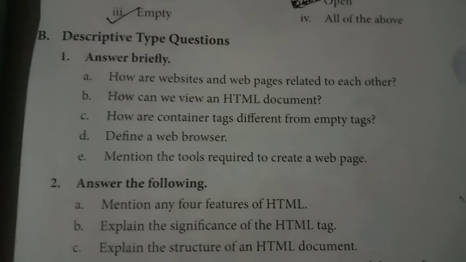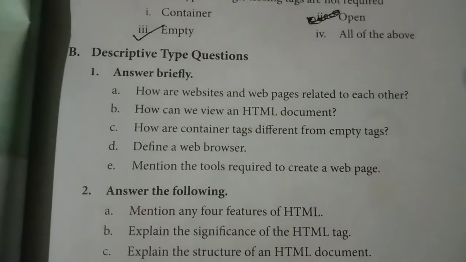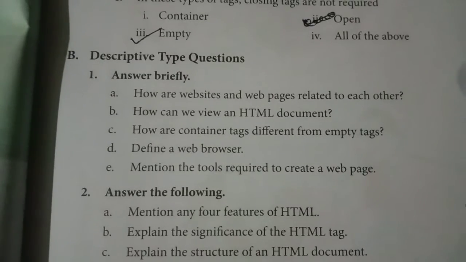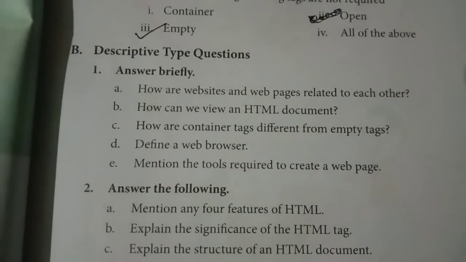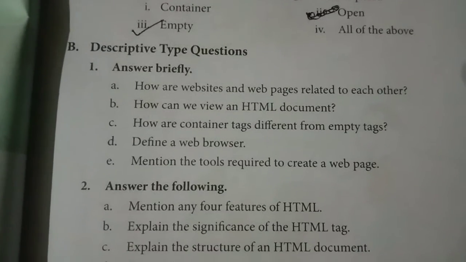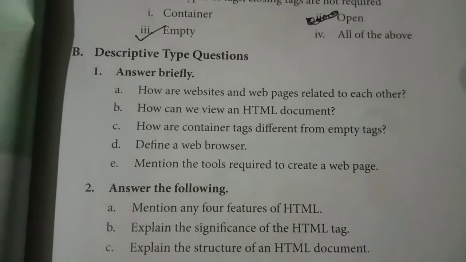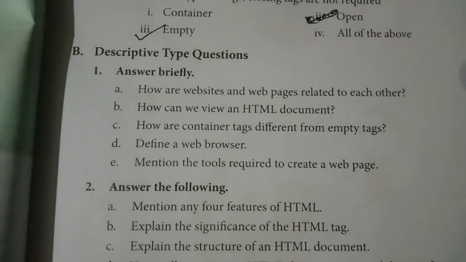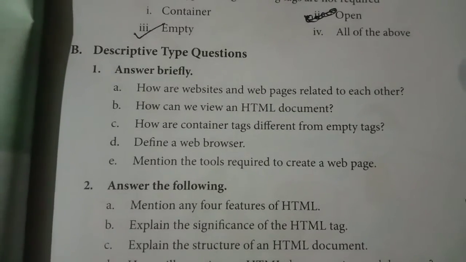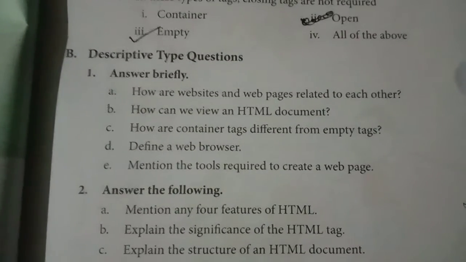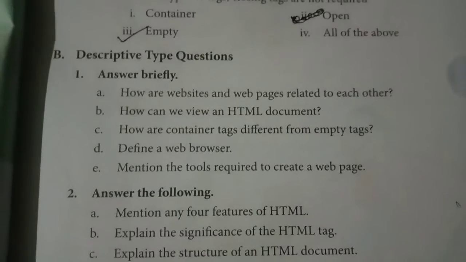A website consists of many pages known as web pages. All of you know that. A website is a collection of web pages. We already learned that one, organized in a systematic manner. These web pages are developed using a markup language, which is used for the presentation of text, right? So this one is the answer of the first question.